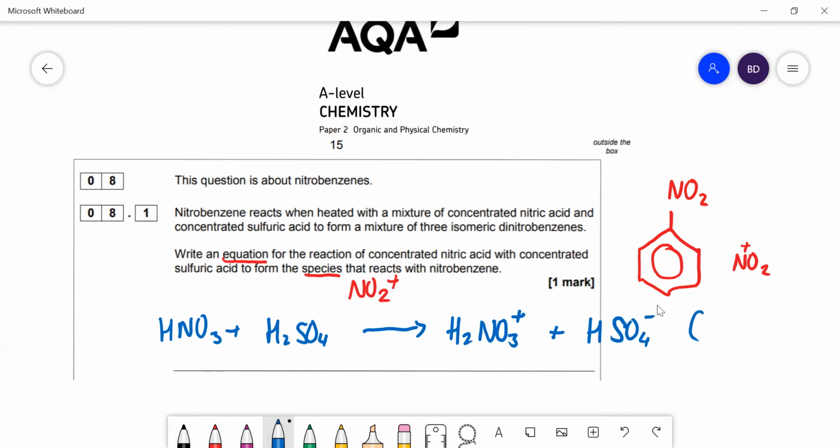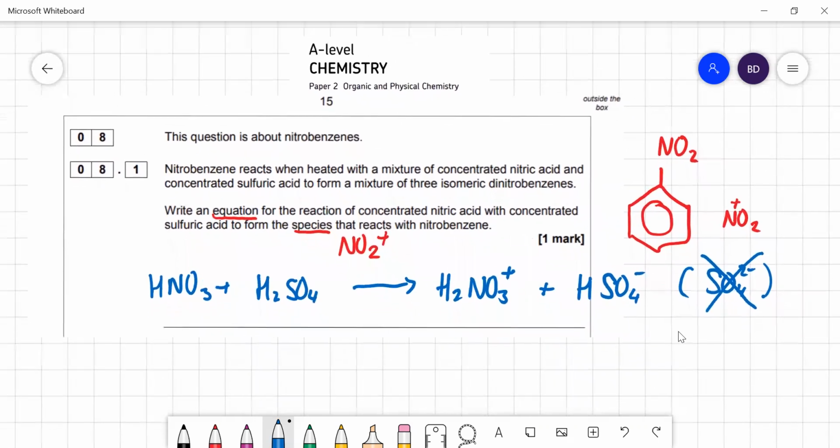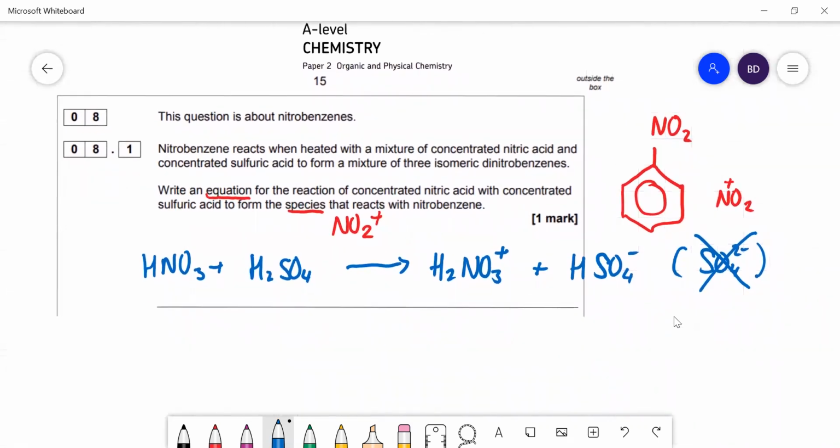Now be careful not to say that it loses 2 protons. It doesn't form the sulfate ion. It can only lose 1 proton because concentrated nitric acid is not a brilliant base. And then H2NO3+ loses water to form the electrophile and water. I prefer to write it as 2 equations because it's clear then the role of this as the base and this as the acid, because they quite often ask that as well.